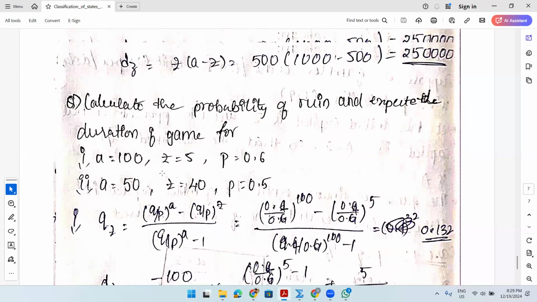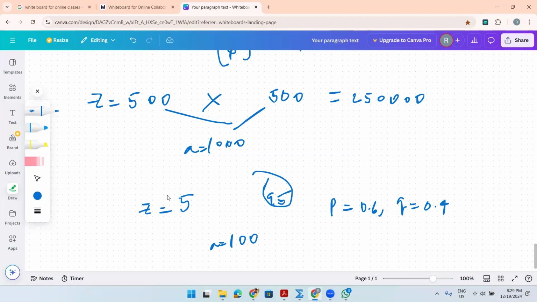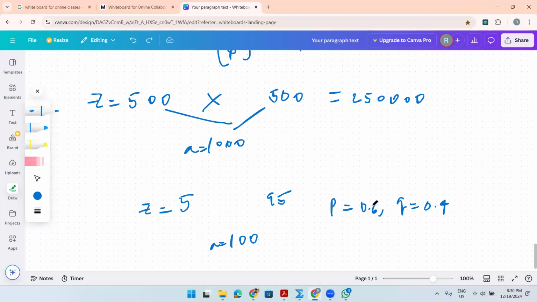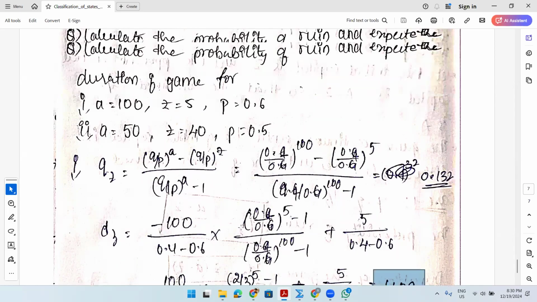Duration of the game: he has 5 rupees, the total is 100, so the opponent has 95 rupees. So with the probability, he has a huge probability to win the game; his winning chances are more. He can play up to how many plays? 409. It's not actually a maximum or minimum, it's an average. On average he can play 409 times. That's it.